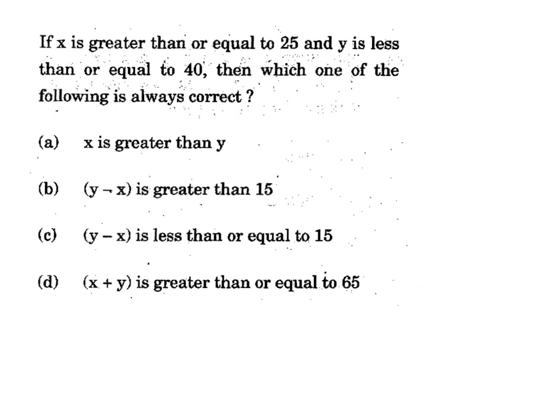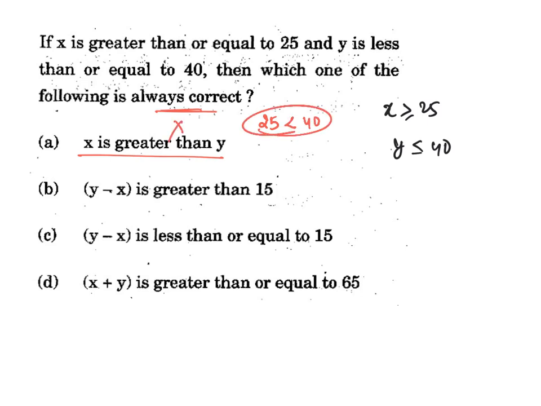If x is greater than or equal to 25, and y is less than or equal to 40, now he's asking you which of the following are always correct. x is greater than y. So always correct means try to prove it as false. x is greater than y, he says. Suppose if I take x as 25, y is 40. So here y is greater. So this one is false.